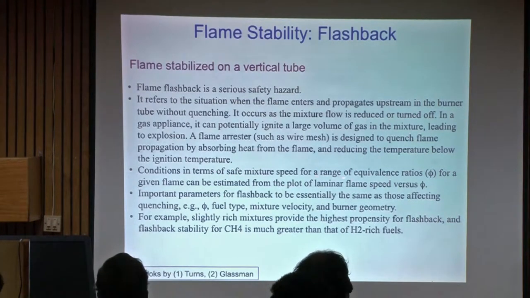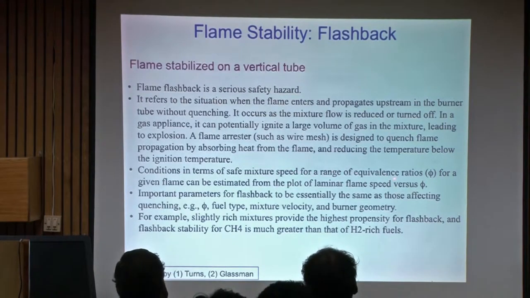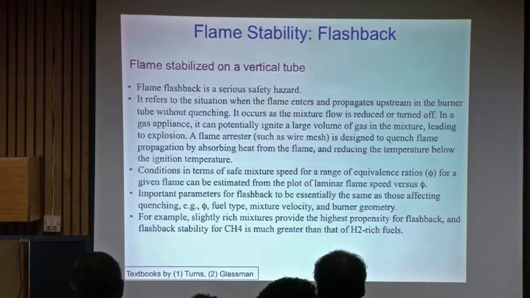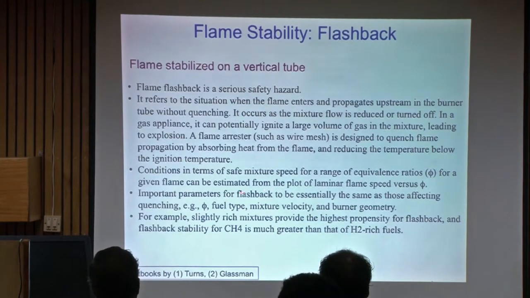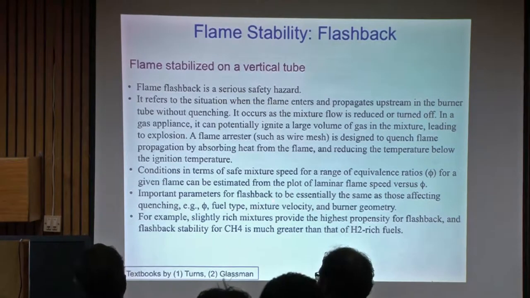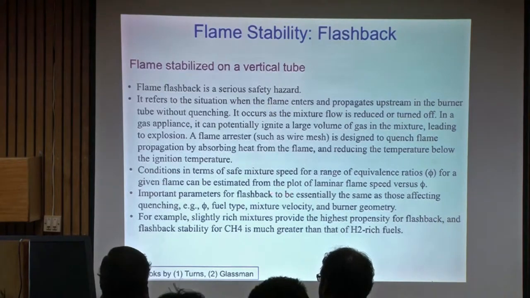So the conditions for flashback are again in terms of equivalence ratio for a given flame. It's related to the flame speed and quenching. The important parameters for flashback are very similar to those affecting quenching: fuel type and mixture velocities, so it's closely related to quenching behavior. Slightly richer mixtures provide the highest propensity for flashback, because the flame speed is highest near phi equal to 1. Slightly rich means an equivalence ratio of about 1.05 to 1.1.